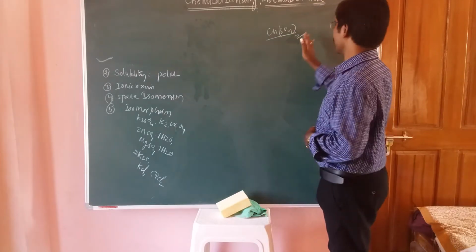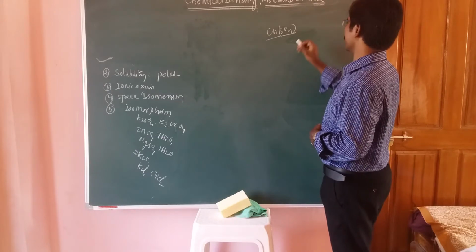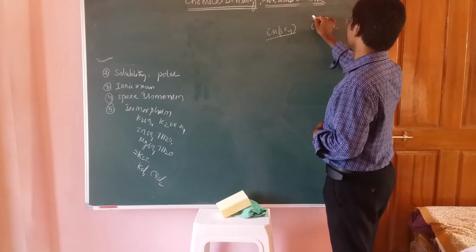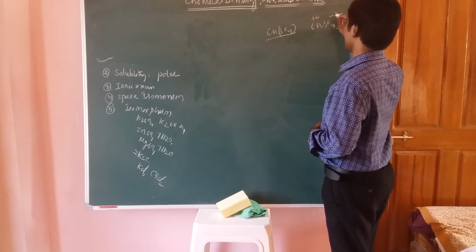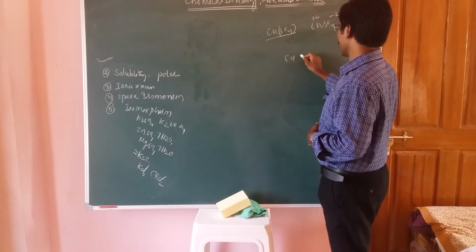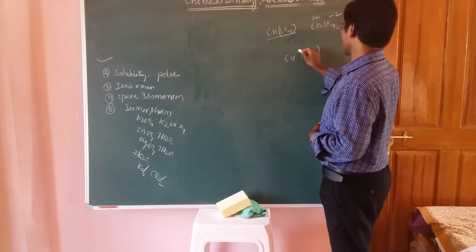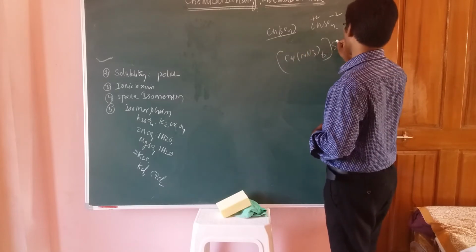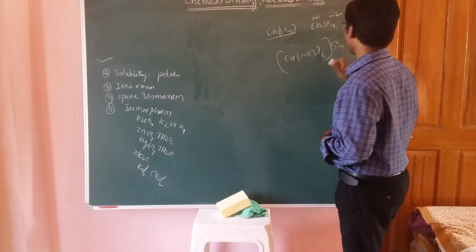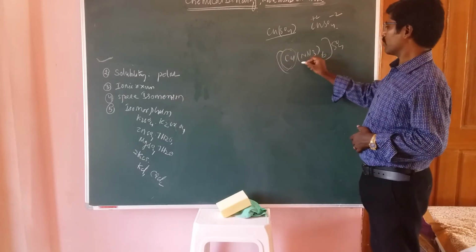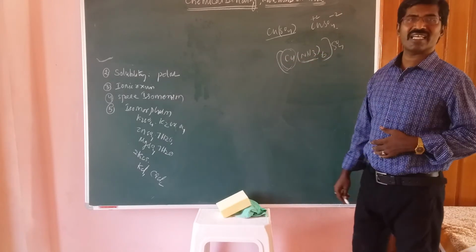Of course, here the simple thing, don't write any coefficients. Here CuSO4 means Cu2+ and SO4 2-. For example, take ammonia: Cu(NH3)6 SO4. Here the copper is the central element, which is bound by 6 ligands, NH3 groups.